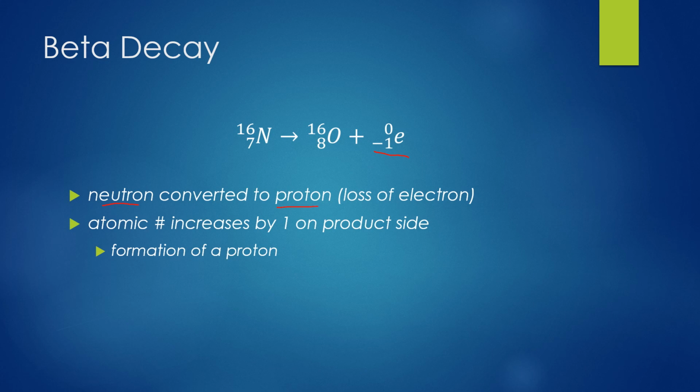So when that happens, that means the number of protons on these nuclide symbols is going to increase by 1 from the reactant to the product side. So it went from 7 to 8 because one of the neutrons was converted into a proton. So seeing that atomic number increase by 1 on the product side is another key that it is beta decay. And I'll go through how to predict those products on the video as well.